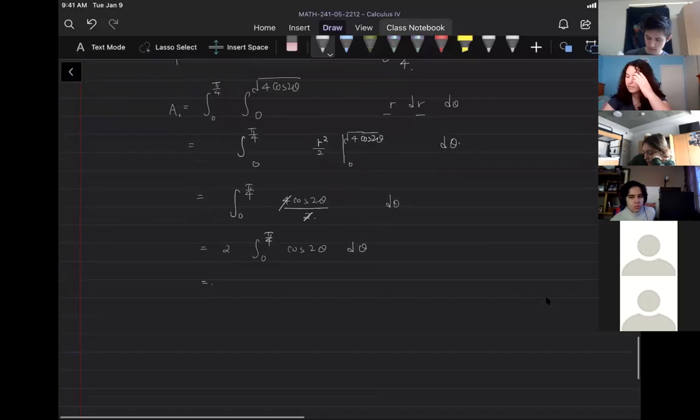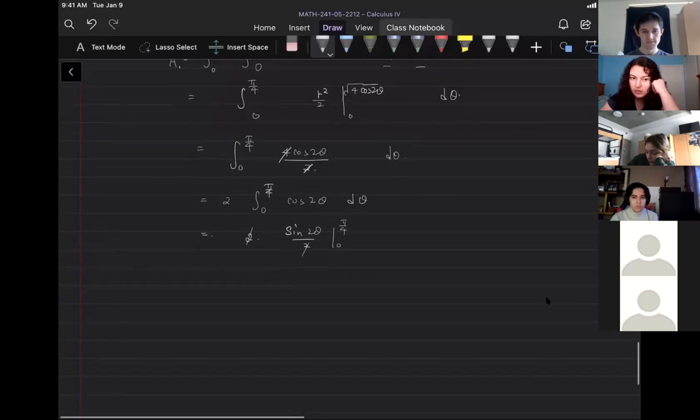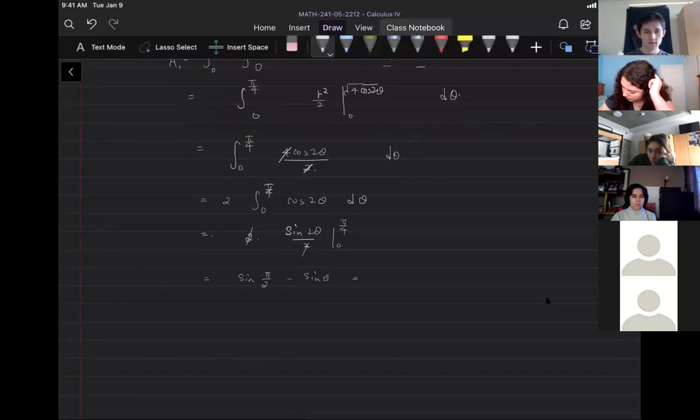The integral of cosine 2θ should be sine 2θ over 2. Is that right? From 0 to π/4, times 2, and the 2s cancel out. Next, plug in sine of 2 times π/4, so it should be sine π/2. Is that right? And minus sine 0. So the final answer is just 1.